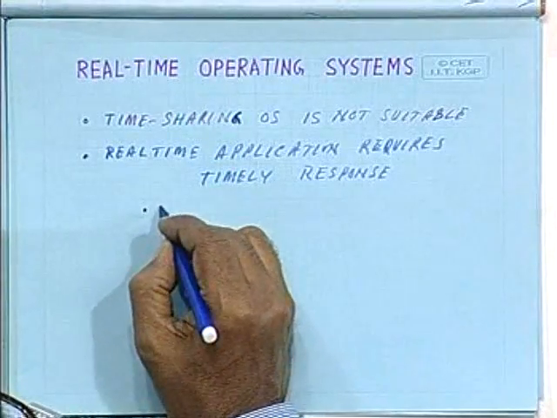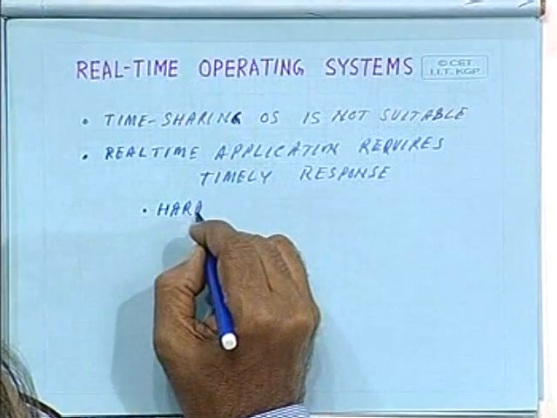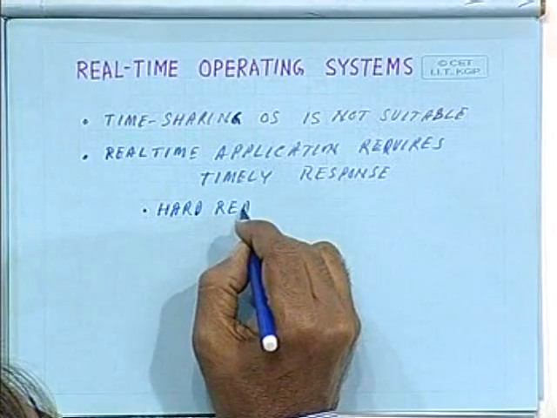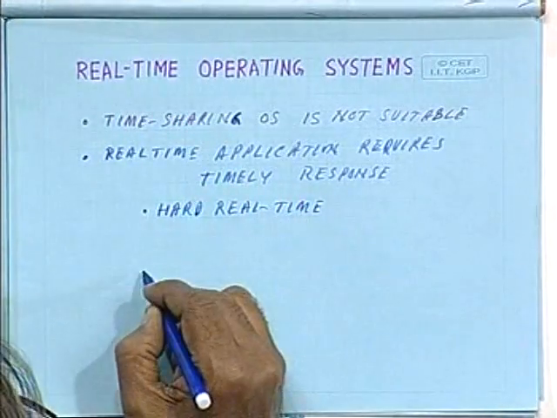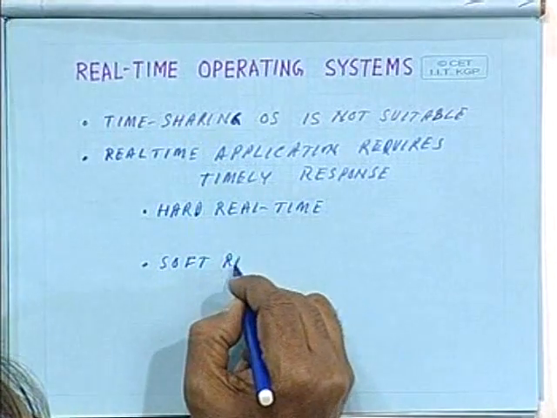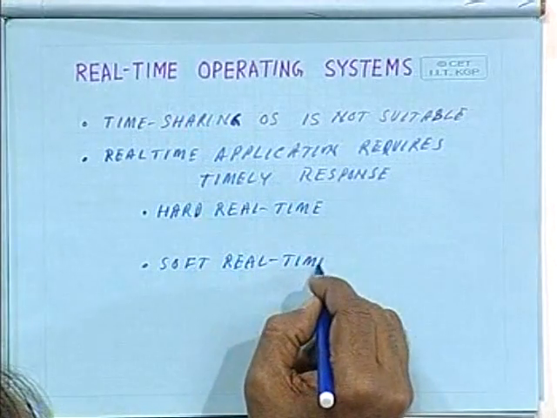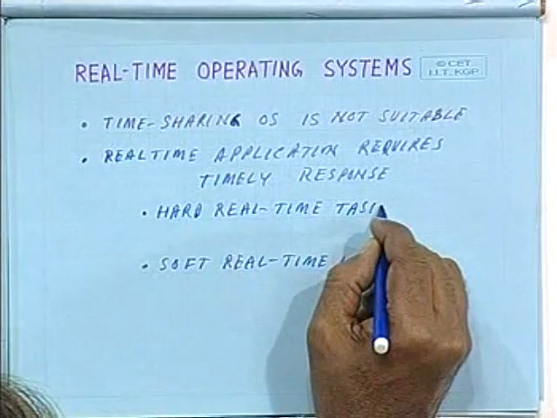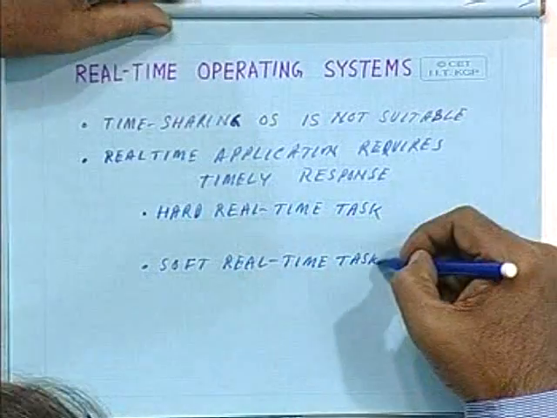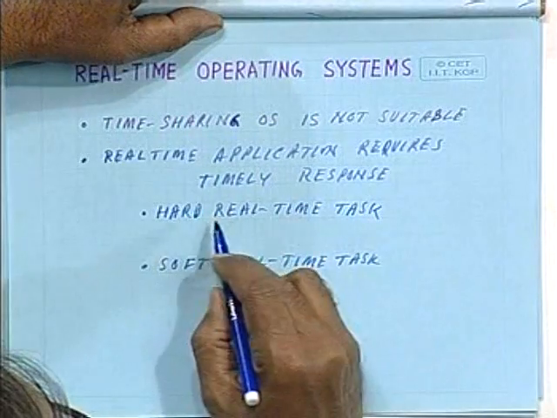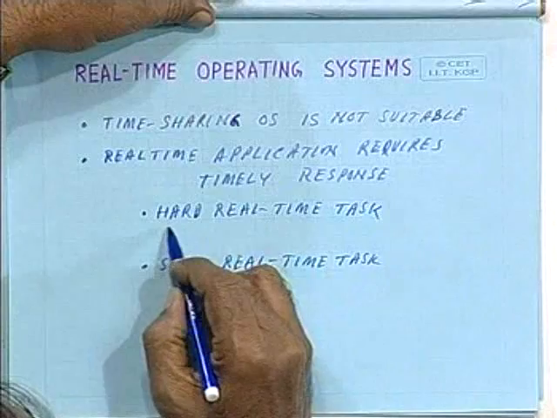Usually, the tasks are classified into two types. One is hard real time task. Another is soft real time task. So, these are the two types. In the first case, failure to meet the deadline may lead to undesirable damage. As I mentioned, it may lead to some catastrophic situation, or the result that is generated will be of no value if it is generated after the deadline time. Either of the two can happen. So, in such a case we call it hard real time task.